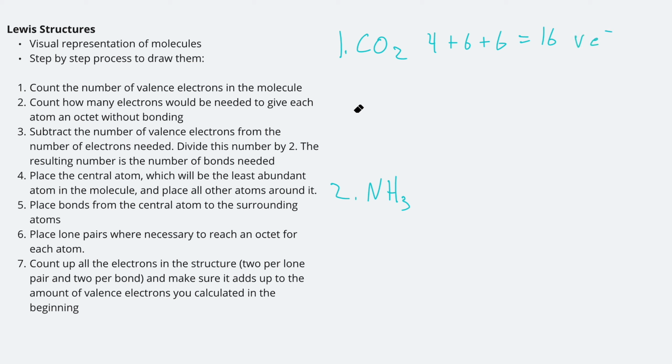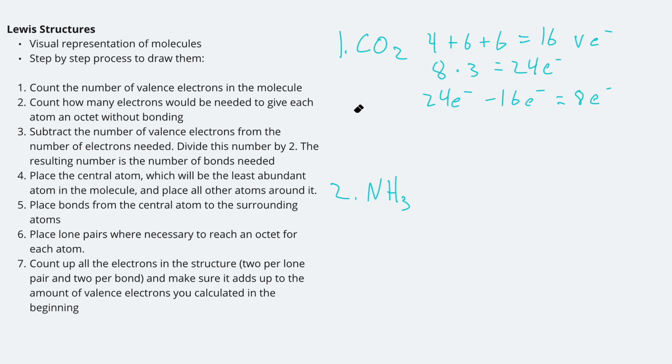Now to count the number of electrons that we would need to give each atom an octet, all we do is multiply the number of atoms by 8. So we just do 8 times 3 because we have 3 atoms, each one gets an octet, that'd be 8 electrons each, so that gives us a total of 24 electrons needed. And then we take 24 electrons needed minus 16 electrons, because 16 electrons is basically the electrons that we have to work with. So we do 24 minus 16, and that gives us a total of 8 electrons.